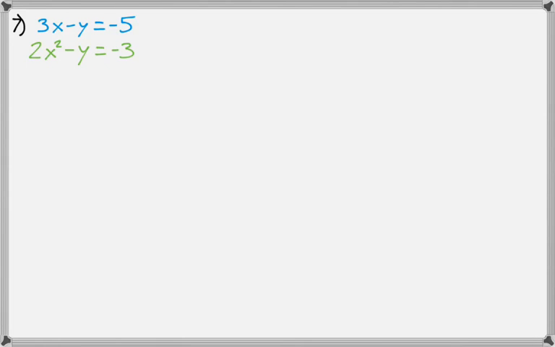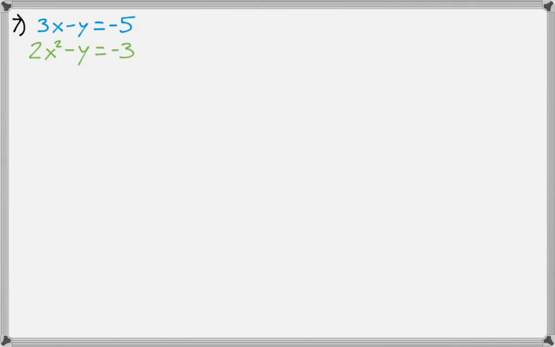Question number 7, we're trying to find the intersection point of the two graphs. And instead of doing it on the calculator, we're solving by the substitution method. So the substitution method for systems of nonlinear equations is very similar to the substitution method for systems of linear equations. We need to get one of our variables by itself as our first step.